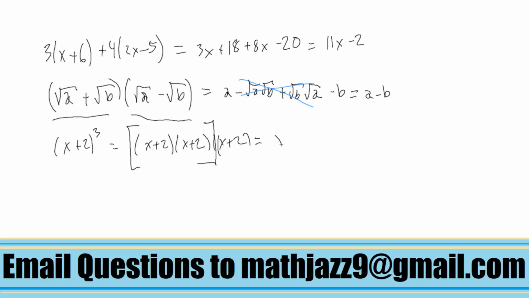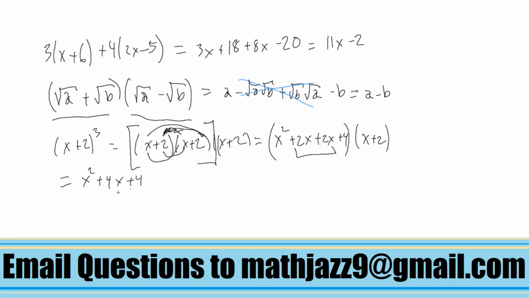So x times x is x squared. 2 times x is 2x. That's these and then these. Now we need to get this and then this. So the next one is 2x as well, and the last one is 4. We're multiplying that by x plus 2. But first we're going to combine the two x terms that we can combine. So we get x squared plus 4x plus 4 times x plus 2.